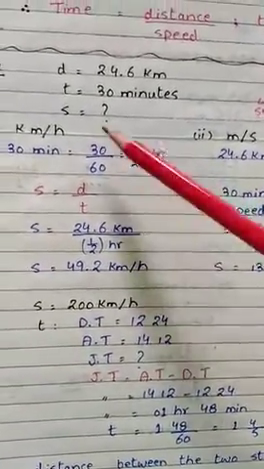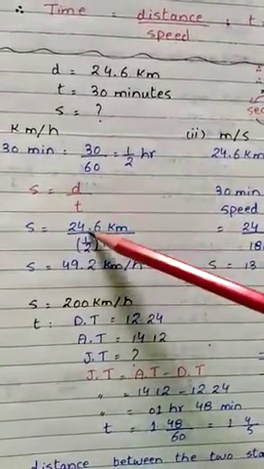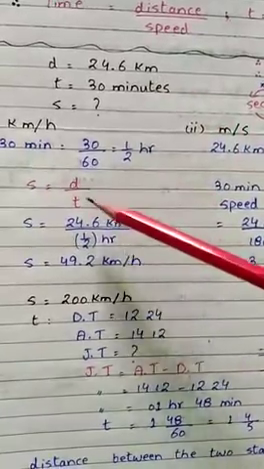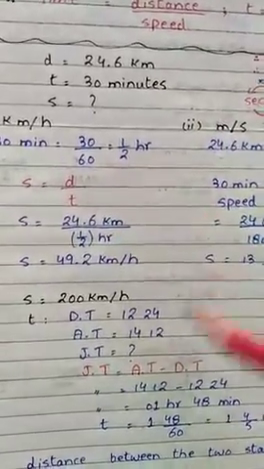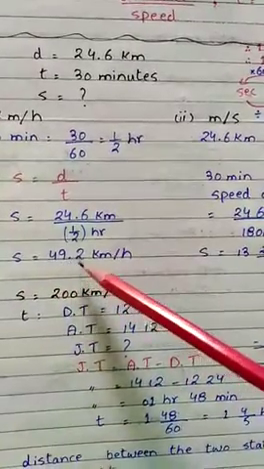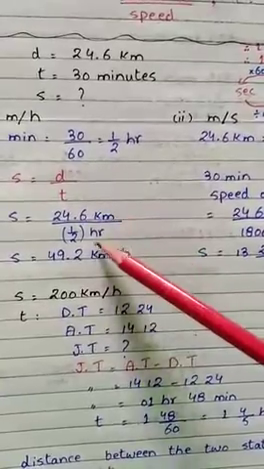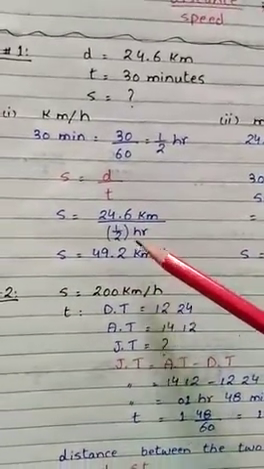hours. Now for speed, the formula is speed is equal to distance over time. Distance is 24.6 km and time is 1/2 hours. Simply by dividing the two values, you will get the answer: speed is equal to 49.2 kilometer per hour. So this is the solution of part 1.